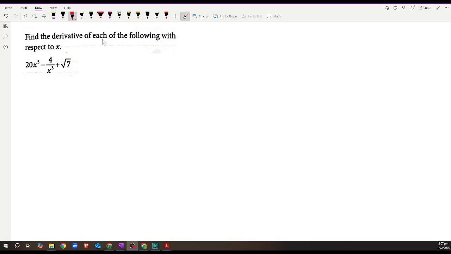This question is on differentiation. It's a basic question, so we're just covering the basics for differentiation here. It's asking you to find the derivative of this formula. But first of all, you need to understand what differentiation is.